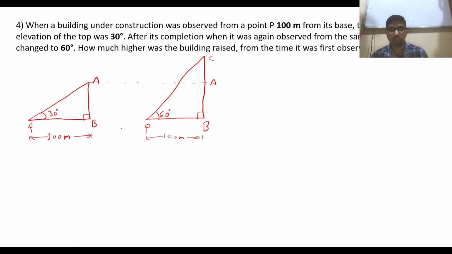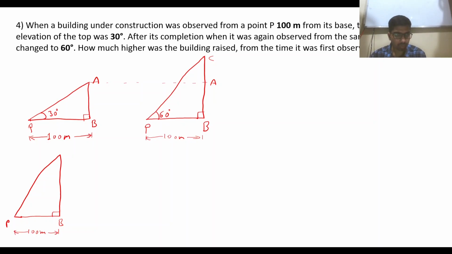So I prefer drawing two diagrams. If you want, you can even draw one diagram, but one diagram is confusing for many people. So I prefer to split the diagram. But I will make a combined diagram for those who want a combined diagram. So this is point P, and this is the base of the building, which is B, and this distance is 100 meters. Point P has never changed. Point P वैसे रहेगा. वो reference point है.